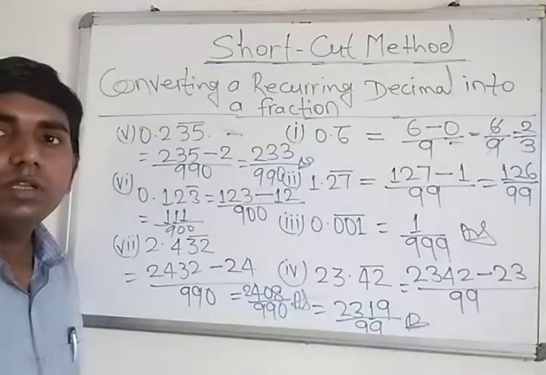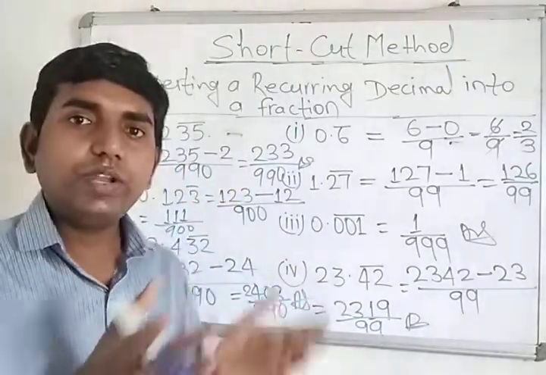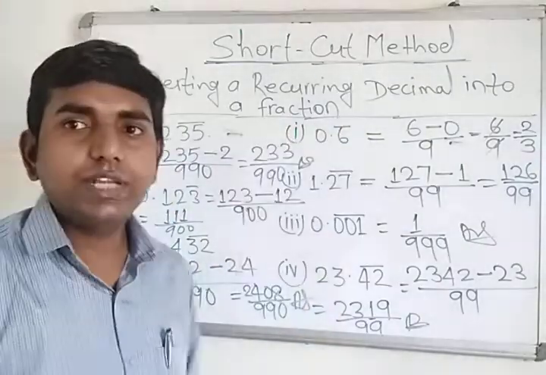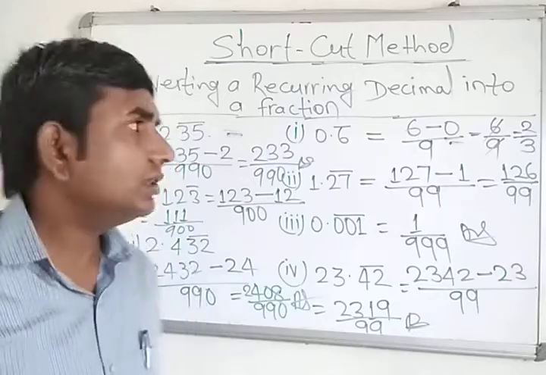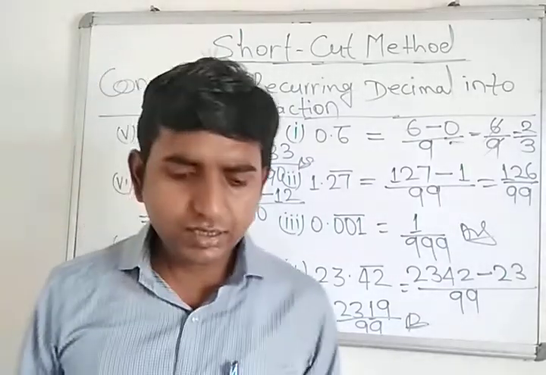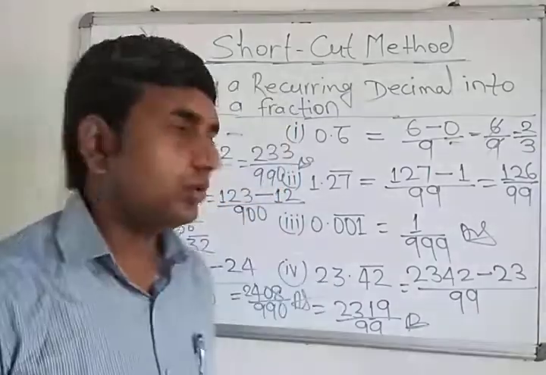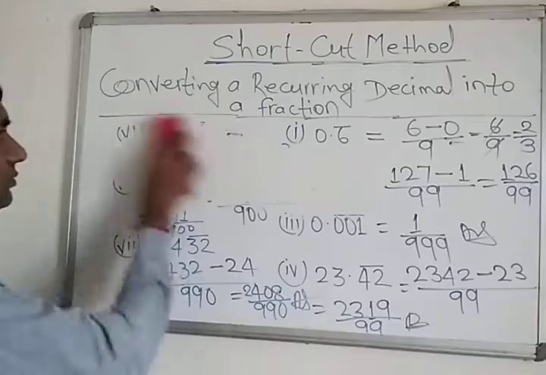Okay, I hope you understand how we write any recurring decimal in the form of a fraction by applying this shortcut method. Now, if you want to write this number by the long process, then how do we do it?